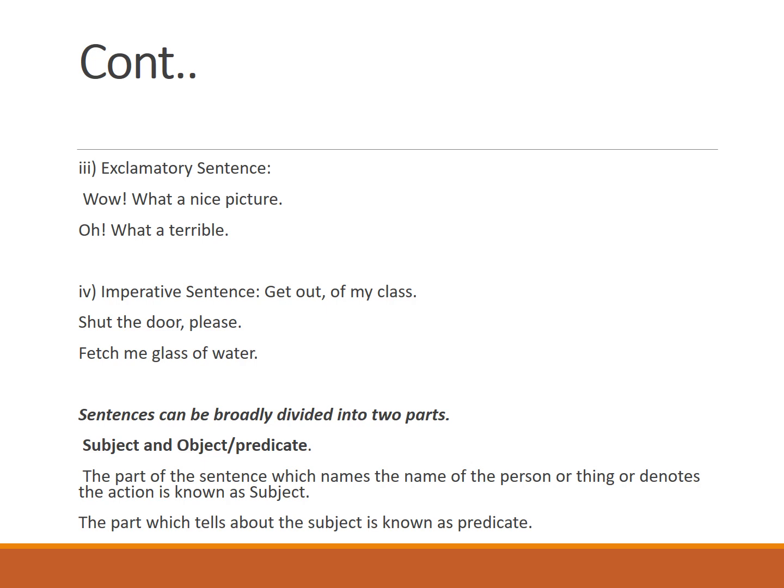The part of the sentence which names the person or thing, or denotes the action, is known as the subject. So this is very easy. And number two, the part which tells about the subject is known as the predicate. So sentences can be broadly divided into two parts: the subject, and number two, the predicate.